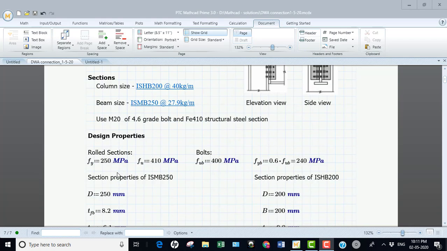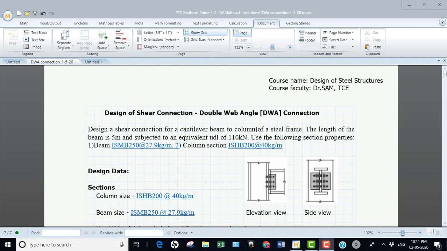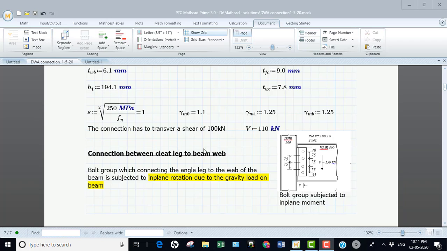In the problem itself, I have given the reaction. The length of the beam is 5 meters, subject to an equivalent UDL of 110 kilonewton. That means the total load coming on the beam to the connection is 110. Though it is a UDL, it is an equivalent UDL, given as a total force. So at this junction, the beam is going to transfer a reaction of 110 kilonewton. That I have mentioned here.